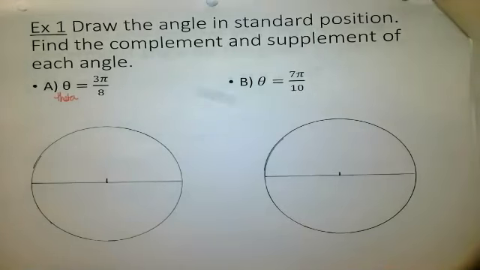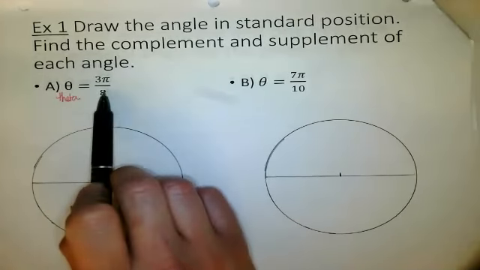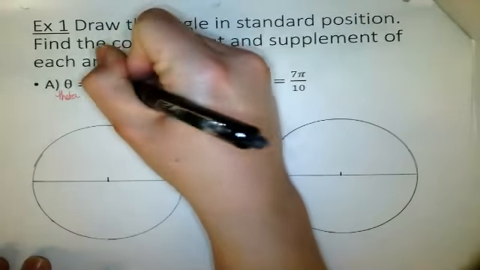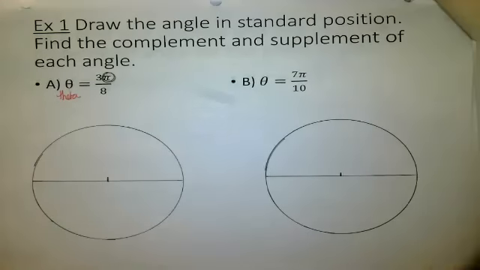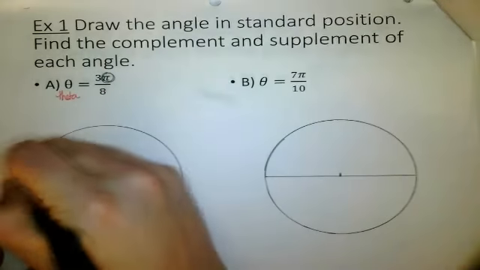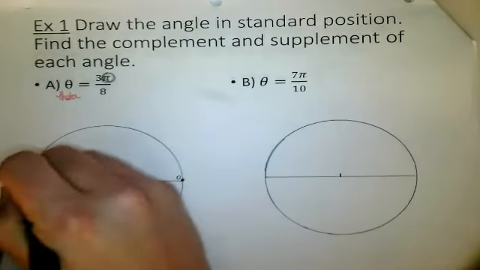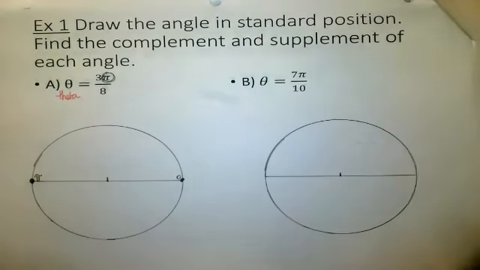Okay. So here we want to draw angle theta that is 3 pi's over 8 in size. So in order to do this, I'm going to start with pi. Ladies and gentlemen, where's pi? 180 degrees, all right? Over here is 0. No. Pi is right here at 180 degrees, okay?